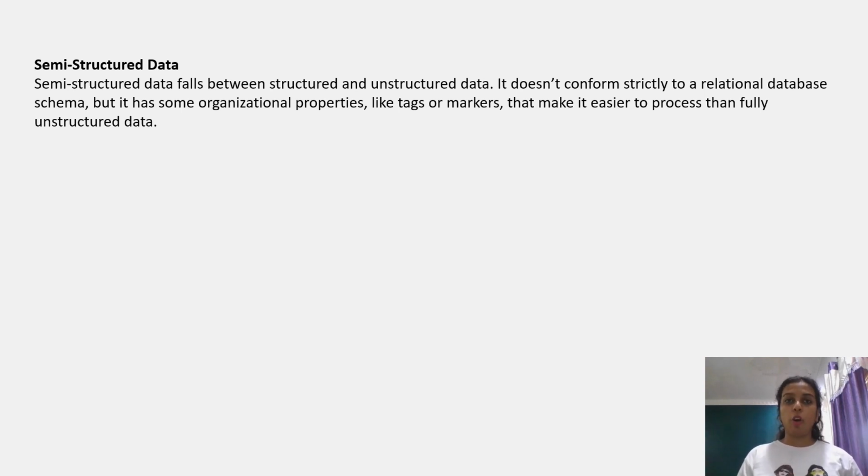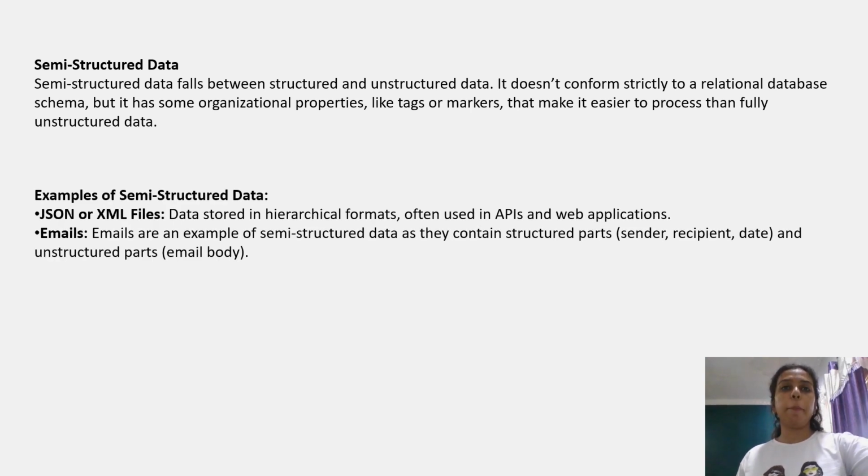There is also a middle ground between structured and unstructured data called semi-structured data. Semi-structured data does not fit perfectly into rows and columns, but has some organizational elements that make it easier to manage. For instance, it might have tags, markers, or hierarchies that provide some structure. A great example of semi-structured data is JSON or XML file. JSON files are often used in APIs where data is represented in a tree-like structure with key value pairs, but it is not strictly organized into rows and columns.